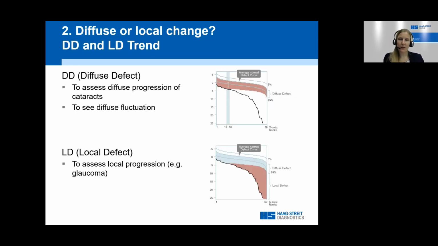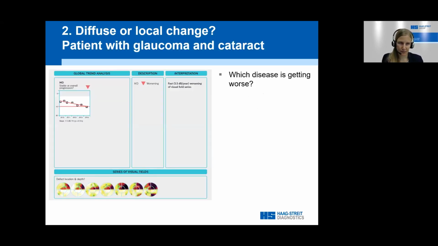But there's two other things you can look at. We have two tools, the diffuse defect and the local defect, and you don't necessarily need to understand these graphics that I have, but it's coming from the defect curve. That's how this is calculated. You can look it up in the visual field digest if you're interested. But it's basically taking the whole visual field and separating it into a diffuse and a local component. And then the reading about whether your field gets worse actually gets really easy and nice.